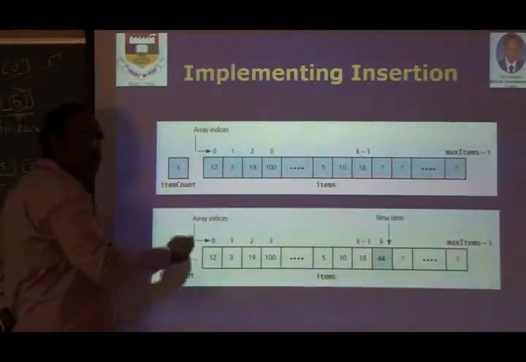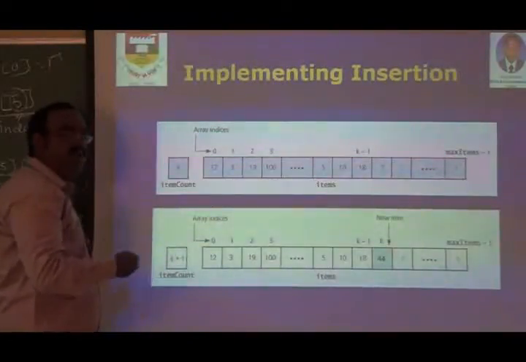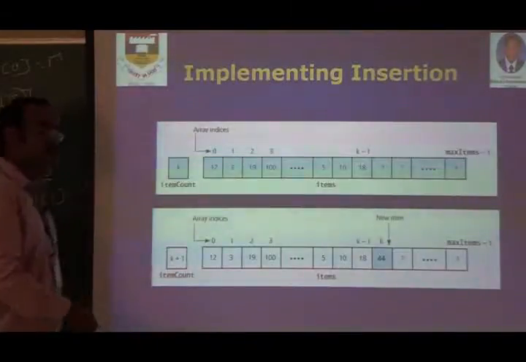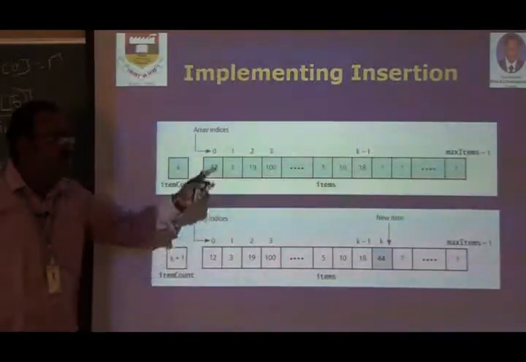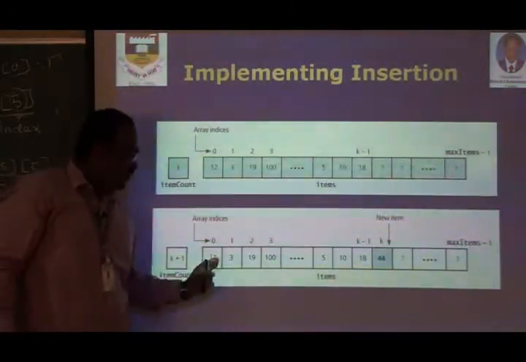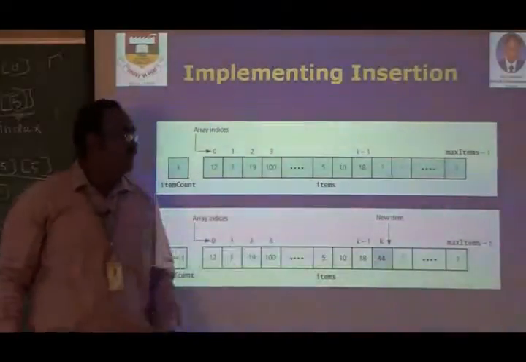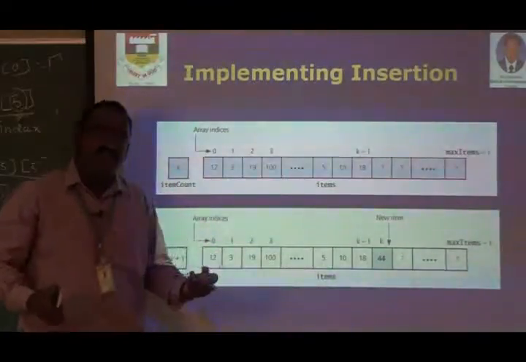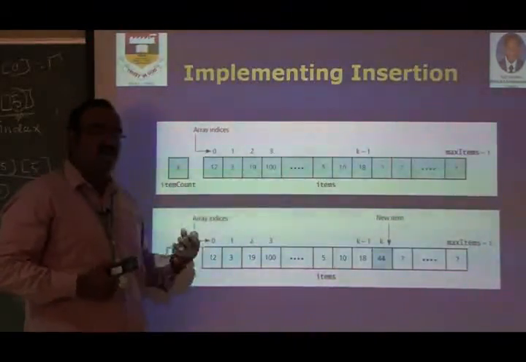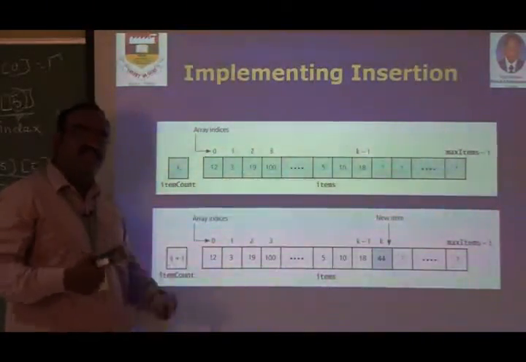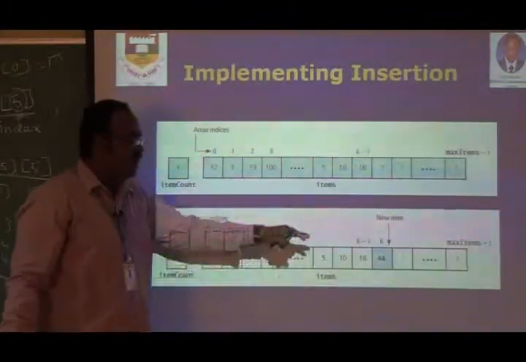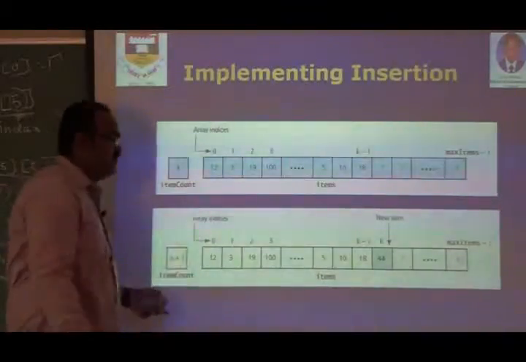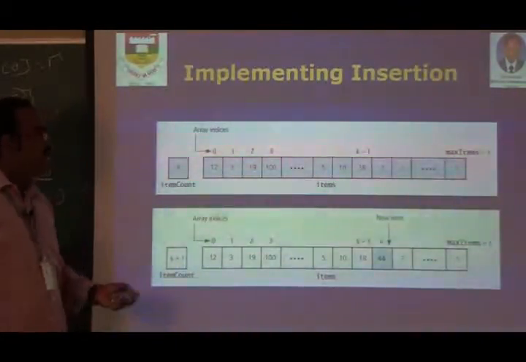So what has happened? When you are not given the position, the element is inserted at the last. Understand? Say the elements 12, 3, 19, 100 are up to the 18th. Now we are going to insert 44, but you are not specifying the position. What happens? The array automatically inserts the element at the last position. Since it's the last position, there is no need of moving the elements. Then the item count is incremented to k plus 1.